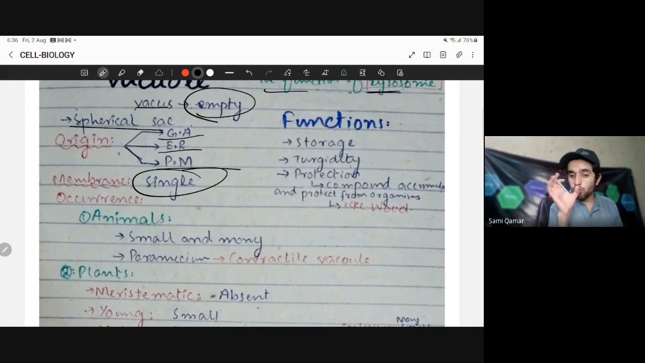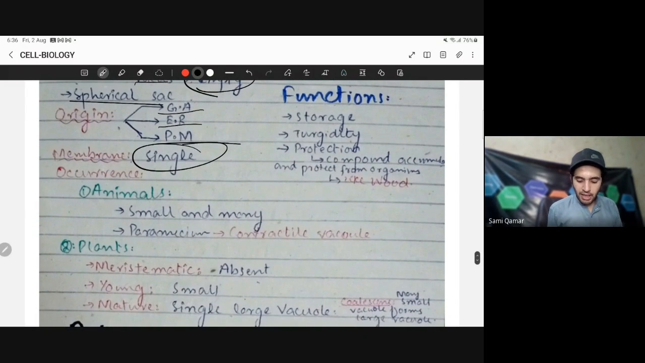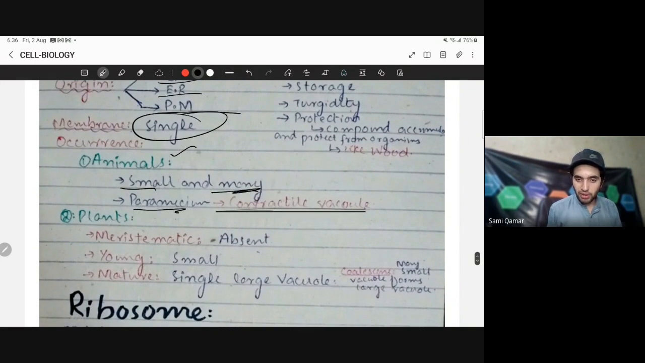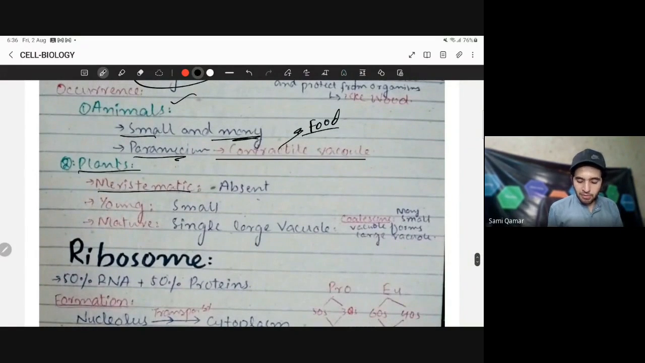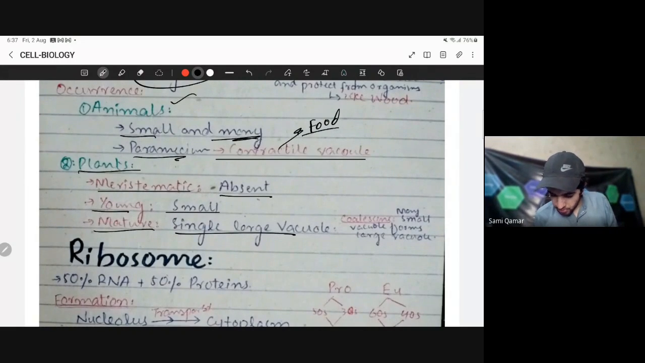I have written in the previous one where I gave you a trigger that you have to remember the name. One important thing: in animals, many small vacuoles will be present. In paramecium, there will be a contractile vacuole present. Contractile vacuoles are also known as food vacuoles. In plants, in meristematic tissues, it will be absent. In young plants, small vacuoles will be present. In a mature plant, a single large vacuole will be present. Many small vacuoles form a large vacuole. It is a phenomenon known as coalescence.